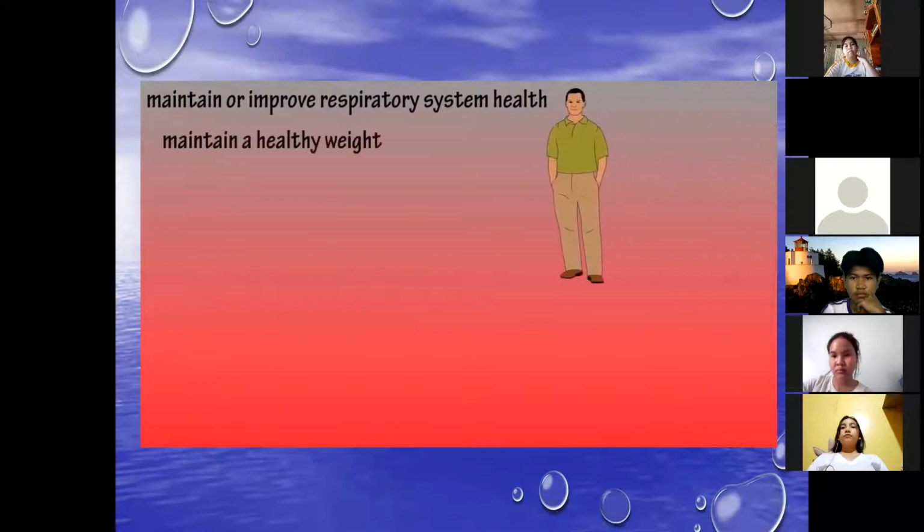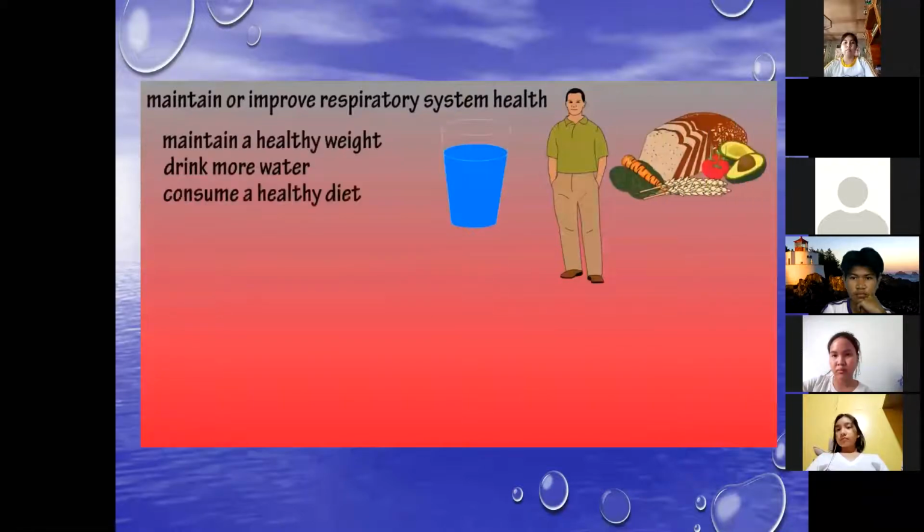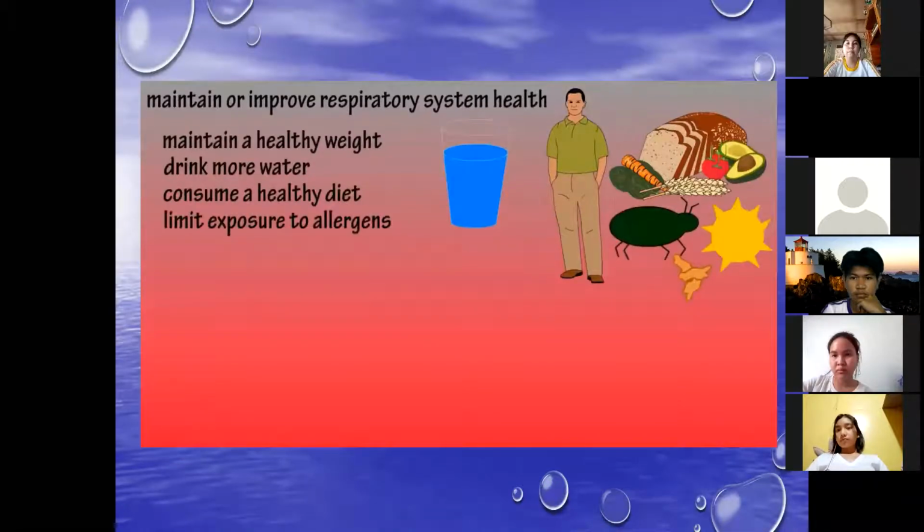Maintain a healthy weight. Excess weight compresses respiratory muscles and puts more stress on your lungs. Drink plenty of water. Dehydration can cause the mucus lining your airways to thicken and become sticky, making you more susceptible to illness. Consume foods rich in vitamins, minerals, and antioxidants, such as fruits, veggies, and nuts, which can help reduce inflammation and fight oxidative damage. Limit exposure to common allergens, such as dust mites, pollen, and animal dander.